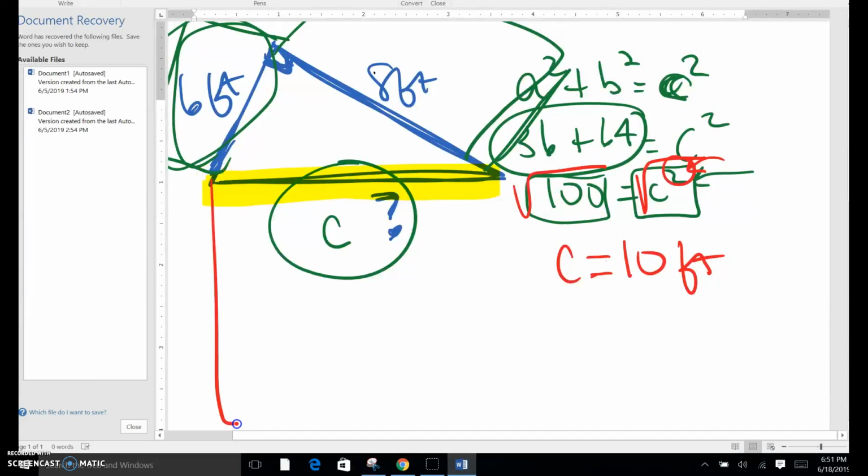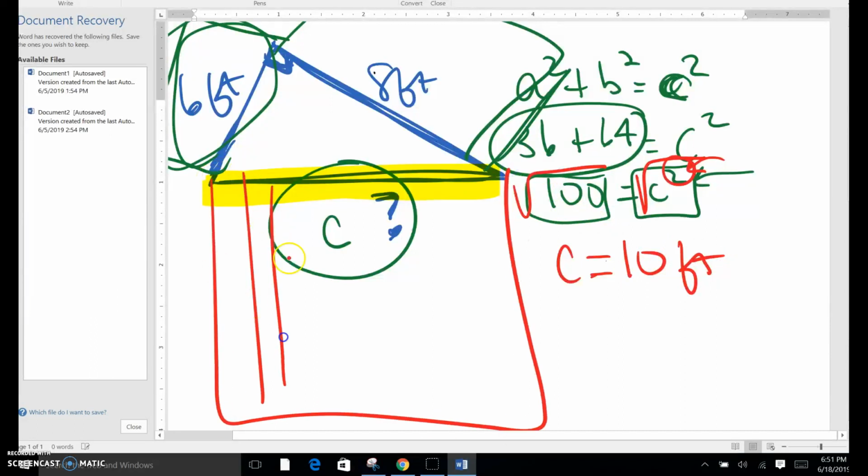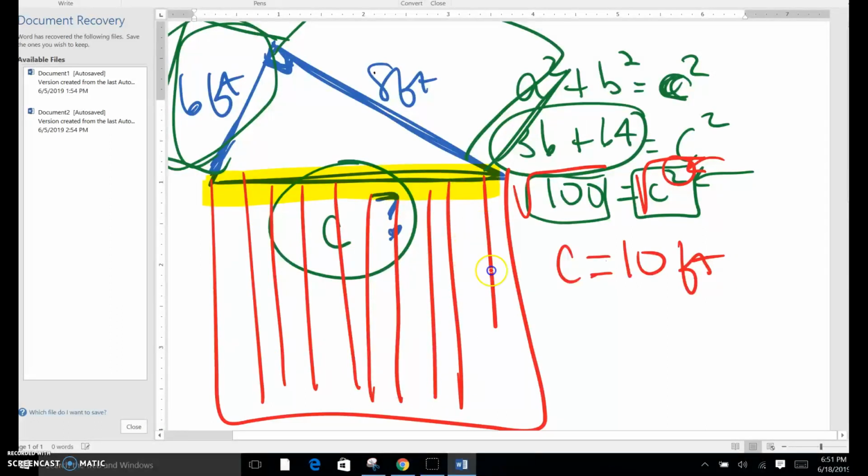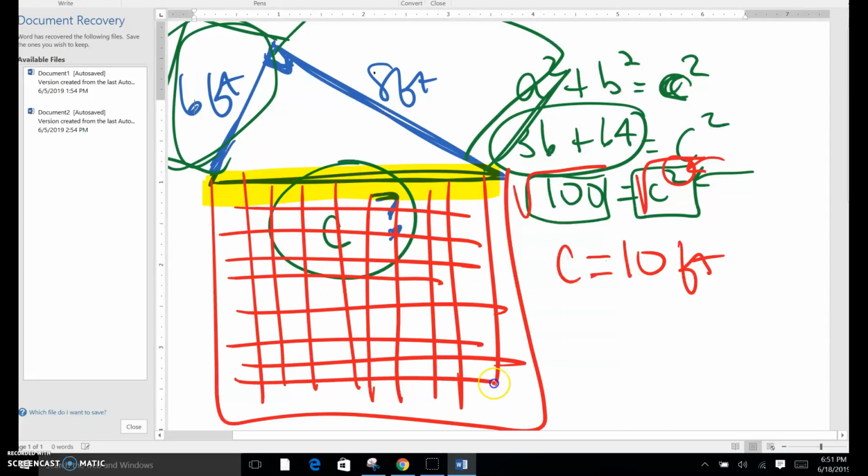So again, the 100 would represent the area, if I had this guy. Okay. But again, I don't want the area. I want how long the side is. So when you square root, you get the side length.